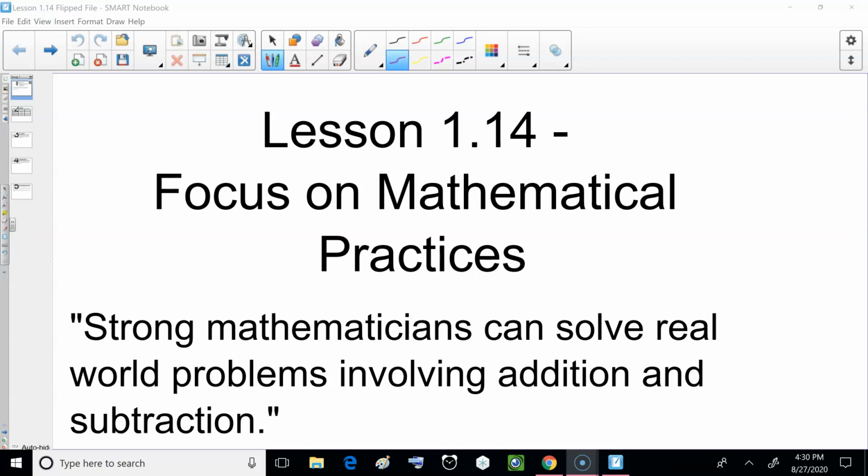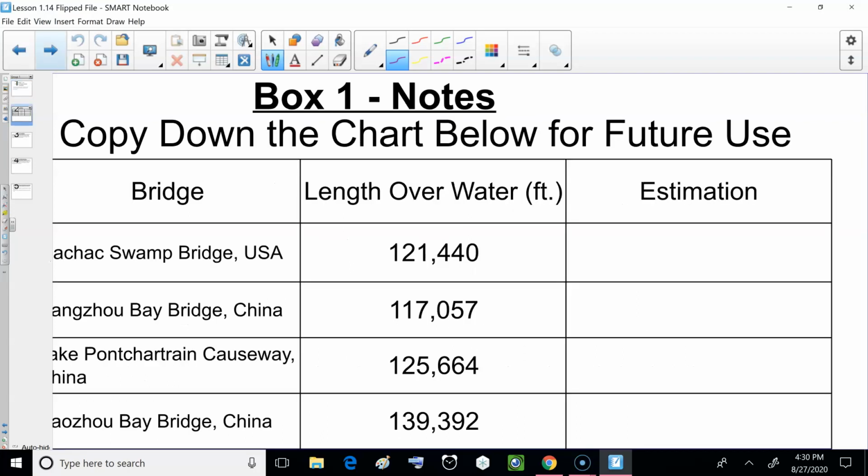Our goal today is: strong mathematicians can solve real-world problems involving addition and subtraction. So what we've been working on these last couple of sessions, hopefully you feel better about solving these word problems and using these skills that help make us successful. Right now, go get your pencil and your notebook and write down today's notes to help us. You're going to copy down this chart below for future use. You'll be using this one in a problem in the future.